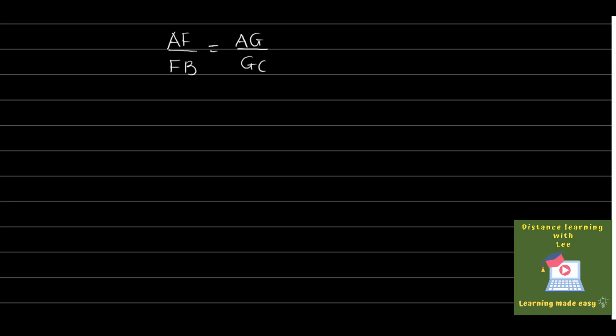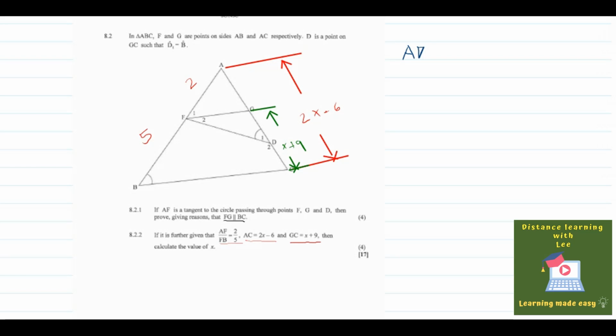And then we were told that your AF is equal to 2, and we were told that your FB was equal to 5. And what is our AG? Okay, so if you look at the diagram here, you'll see that so that's the AG that we're looking for. So that's our AG. And what is the AG equal to? AG is equal to AC minus GC.